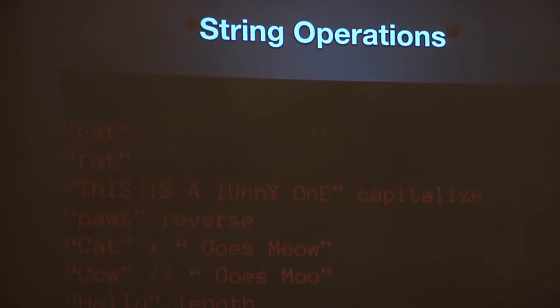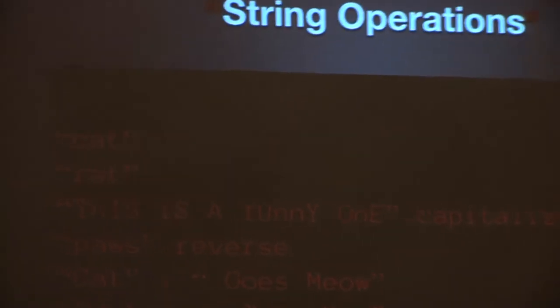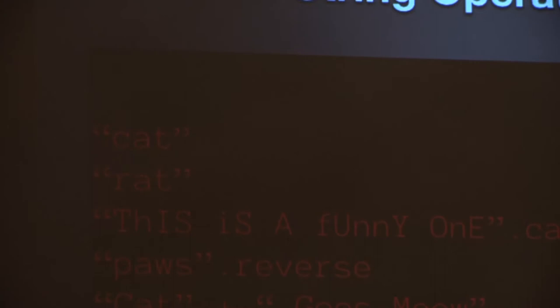Cat goes meow, there's string concatenation. Cow goes moo. This is also a string concatenation. And hello.length, again, a plain string, not declared as a variable, has length as an operator, as an object. So you don't have to put it into a variable or do anything else. So on the way in, you can check it.